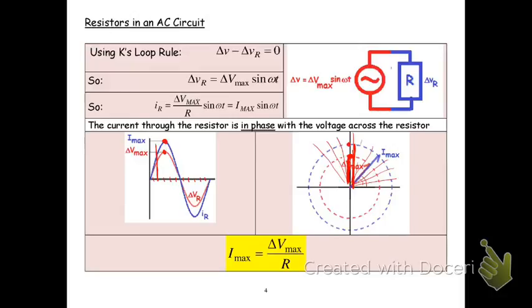In phasor space, there's no phase shift between the current and the voltage in a resistor. When you get the maximum current, you get the maximum voltage. Well, when you get the maximum voltage, you get the maximum current, yeah. And I can say for this, I is equal to delta V over R. There's my Ohm's law, good old Ohm's law.